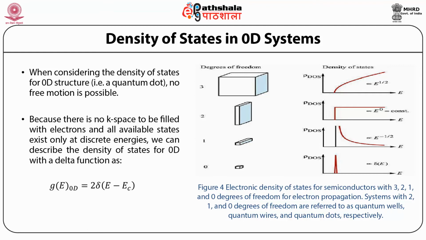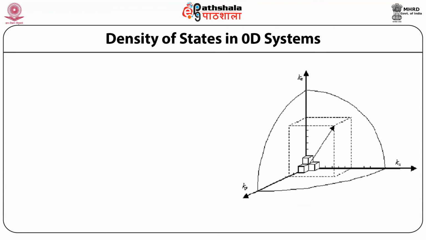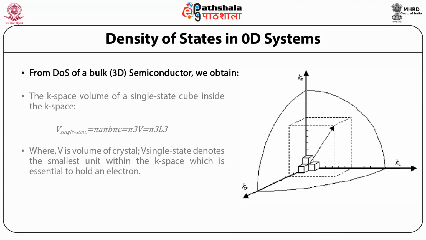π/a multiplied by π/b multiplied by π/c equals π³/V equals π³/L³, where V is the volume of the crystal and V single state denotes the smallest unit within the k space which is essential to hold an electron.